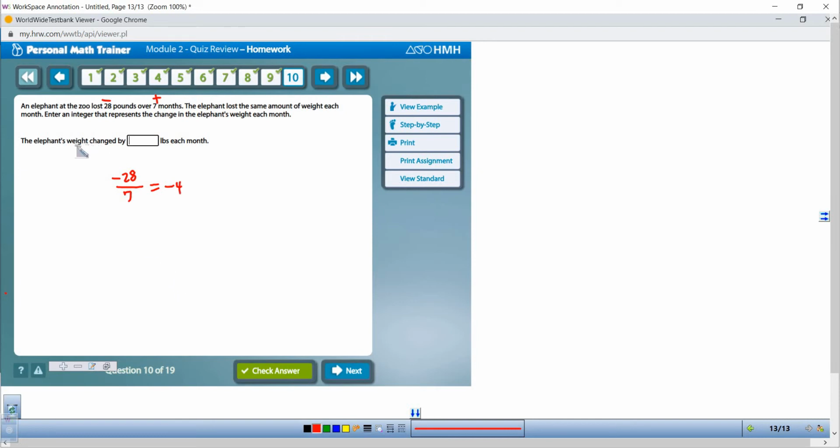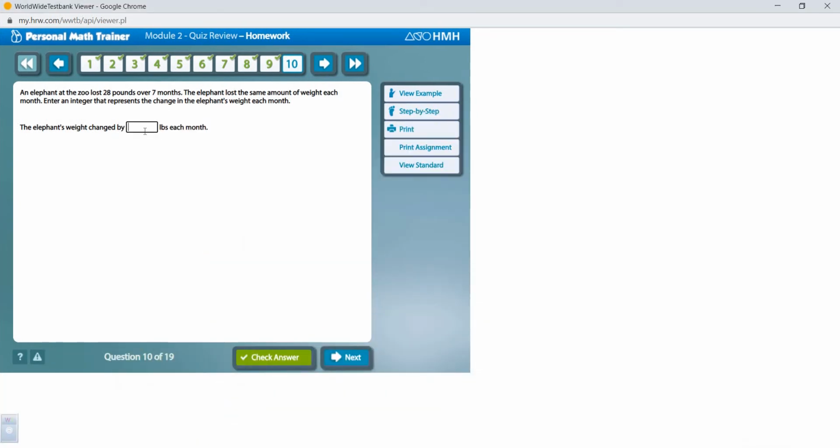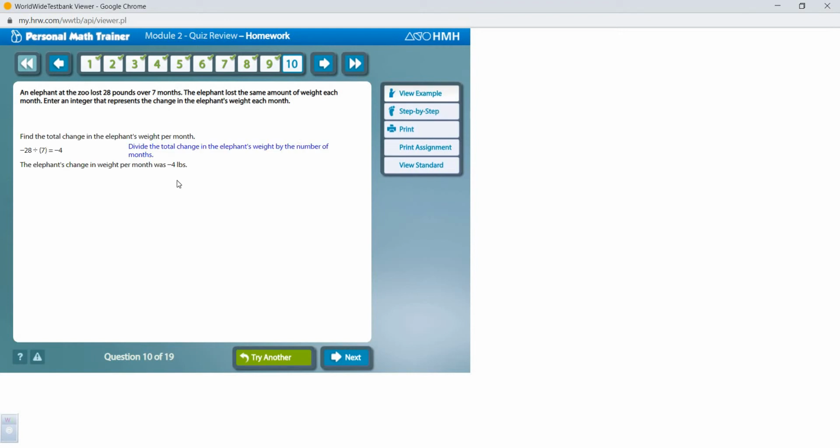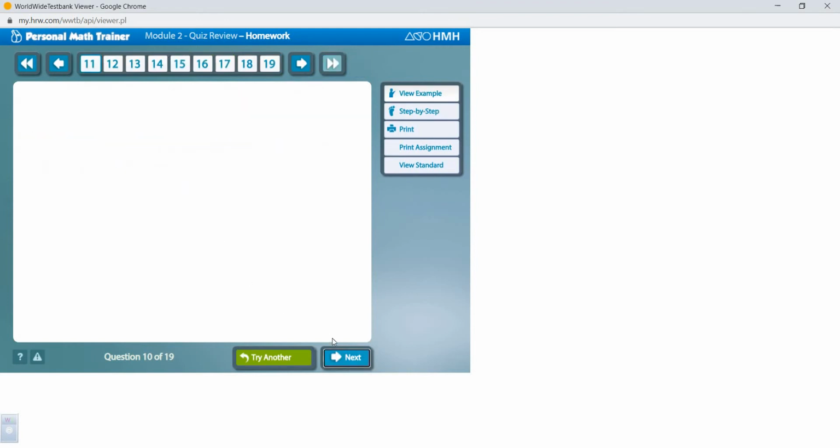You take that 28, you break it up into 7 equal parts, and you get 4. All right, so the elephant's weight changed by 4 pounds, but I'm not sure if they want me to put a positive 4 or a negative 4. So I'm thinking they want a negative 4 because it went down. So let's see if that's right. They did want the negative 4, okay? If I had accidentally put in a positive 4 and gotten it wrong, then I would have known, and I would have tried another, and the next time I would have put in a negative. I also could have chosen view example, and then I could have seen that they wanted a negative answer right there. Okay, so let's go on to the next problem.